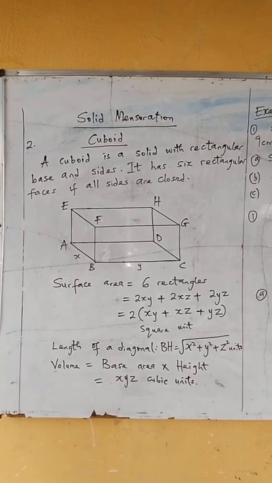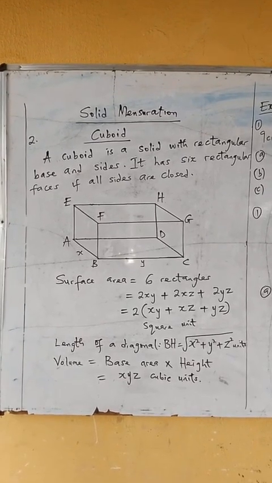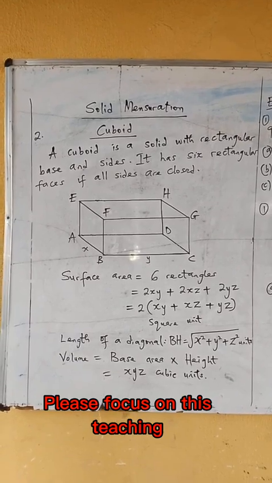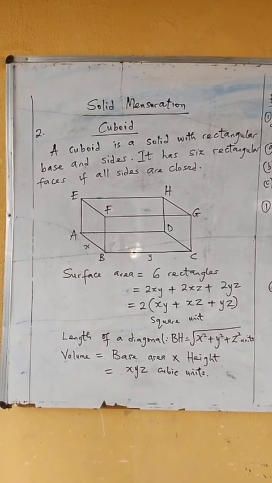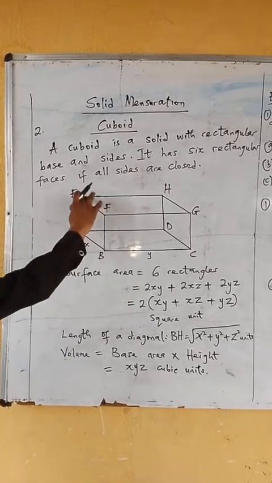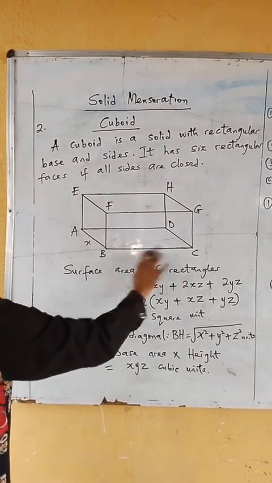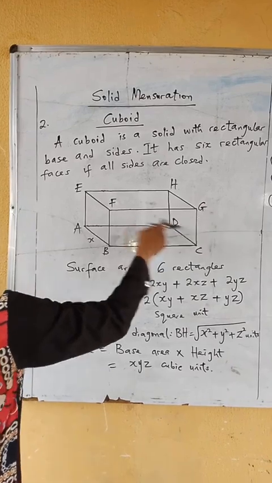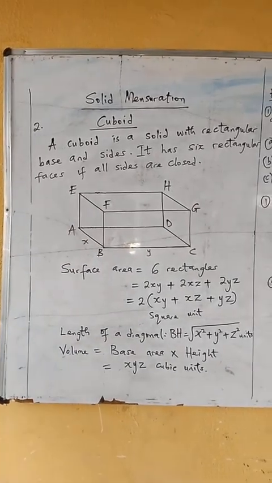And one of the properties of a cuboid is that it has opposite sides equal. So the length of this side here is equivalent to the length of this side. And the length of this side is also equivalent to the length of this side.